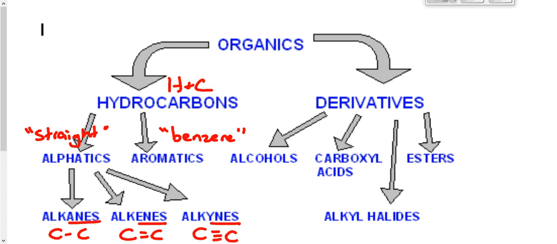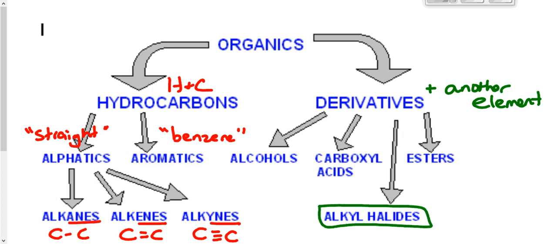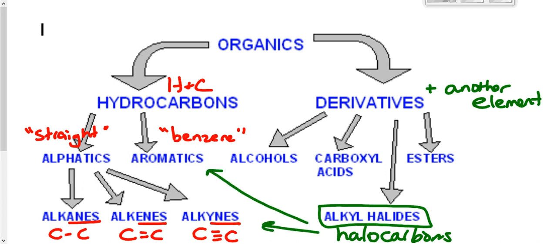We've also done a lesson on the first of our derivatives, and in the derivatives what we do is we add another element. We started with the alkyl halides, also called halocarbons. In these cases, we've added a halogen, and we've treated it like a branch. And we've added that branch onto my alkanes, alkenes, alkynes, or onto my aromatics.